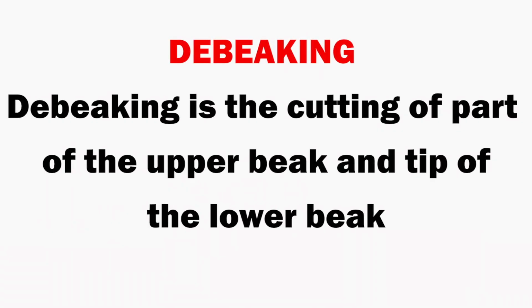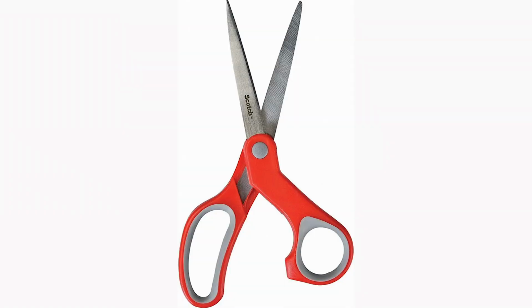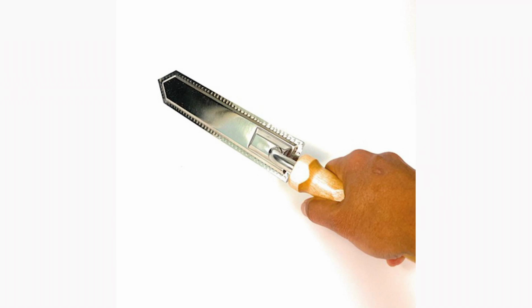Let us look at another term called debeaking. Debeaking is the cutting of part of the upper beak and tip of the lower beak. Devices used in debeaking are number one, electric debeaker, number two, scissors, number three, heated knife.